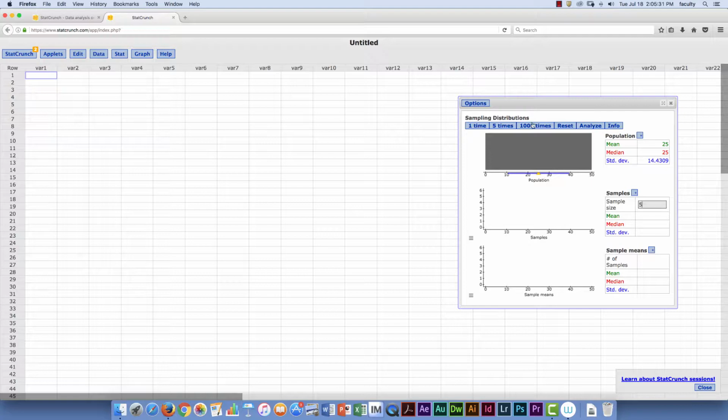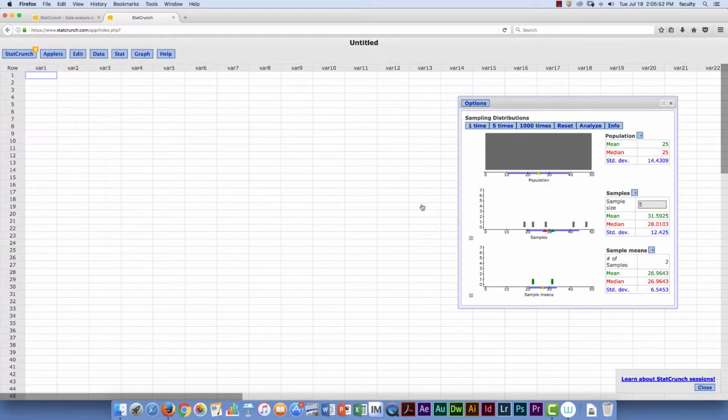I'm going to have StatCrunch do it one time so you can see what it's doing. So it's taking 5 numbers from the population. You can see the 5 numbers. It's computing the mean, and then it's graphing it right here. Here, I'll have it do it again. So here are the 5 numbers, computes the mean, and it graphs it right here.